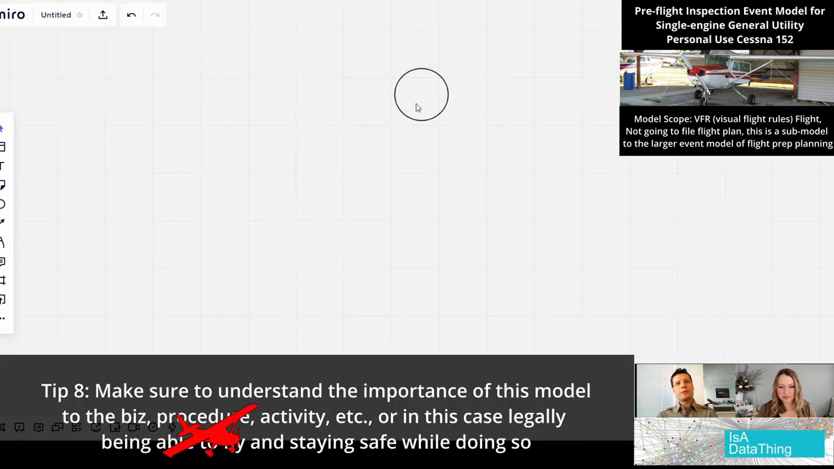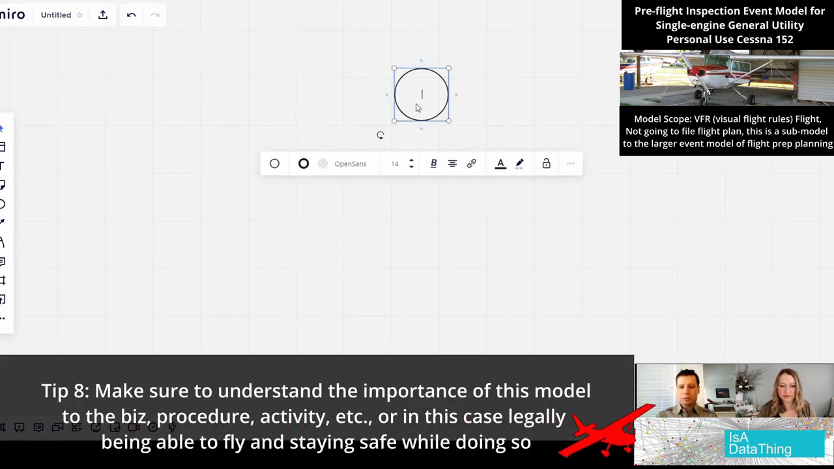Okay, so first of all, I want to just preface it with, why are we doing this? We're doing this because we have to.